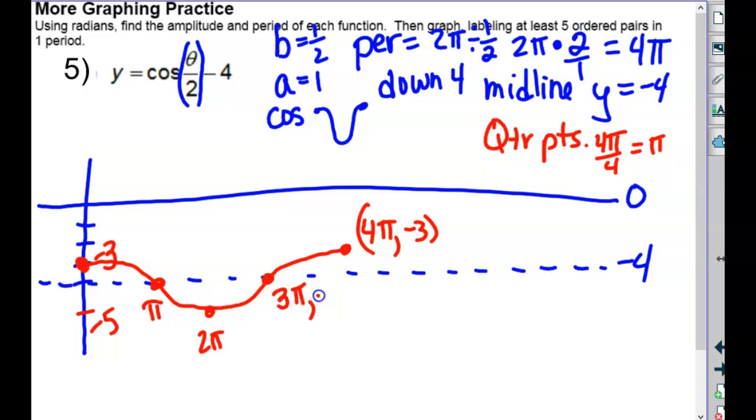It's not 3 pi, 0, it's 3 pi, -4, because it's at the midline. 2 pi was at the minimum, which was -5. 1 pi was at the midline, which is -4. So yours might look different in that you didn't shift it, actually. You just relabeled it. But do you have the ordered pairs right? Questions?